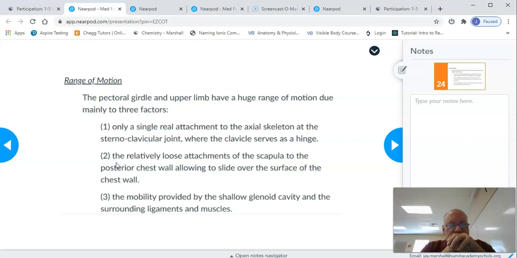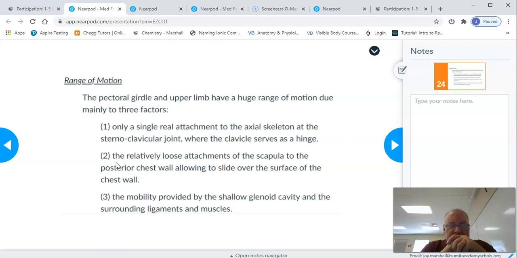The only real attachment that the pectoral girdle has to the axial skeleton is at that single point at the acromioclavicular joint. So there's nothing from the axis then that's actually limiting the significant movement of the pectoral girdle. There's some muscle that comes from the chest cavity that guides and allows the pectoral girdle to go various directions, but there's not really anything limiting its motion to a significant degree.